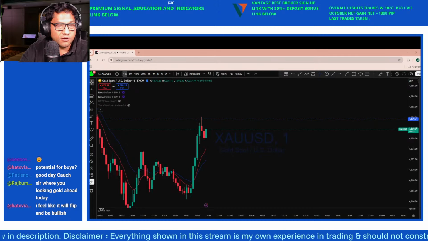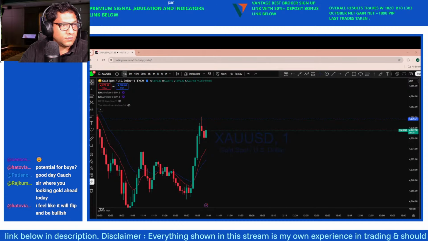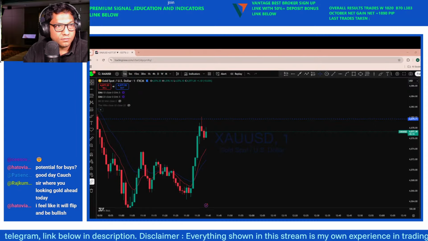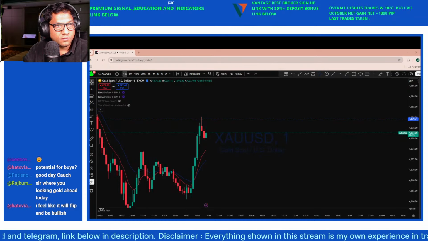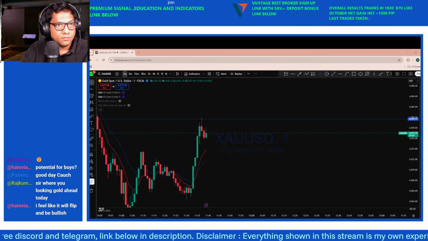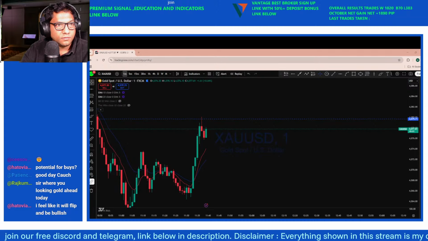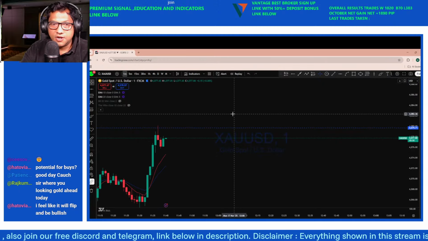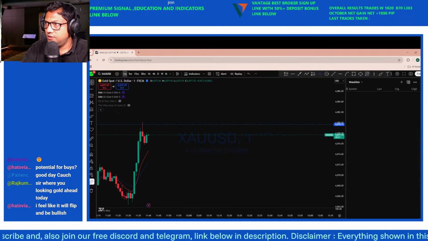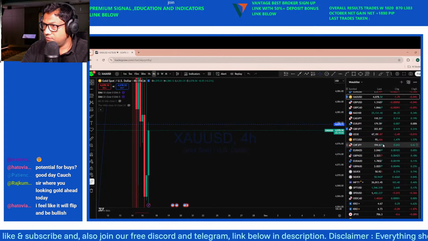Tomorrow there is CAD news, and the interest rate cut decision will be a big one that might change the market structure again, because when there is an interest rate cut, that will basically boost the DXY.